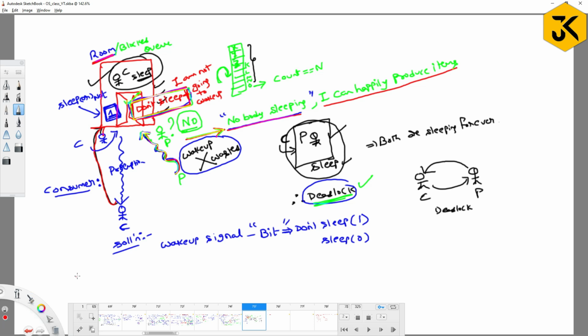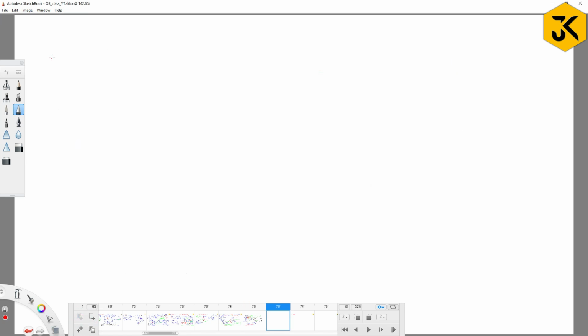But the solution we have discussed so far is related to one producer and one consumer. Fine, this solution will work fine. But what about in the real world? We are going to have n producers and n consumers. Does this work fine? No, it won't work, right? Then what might be the solution?